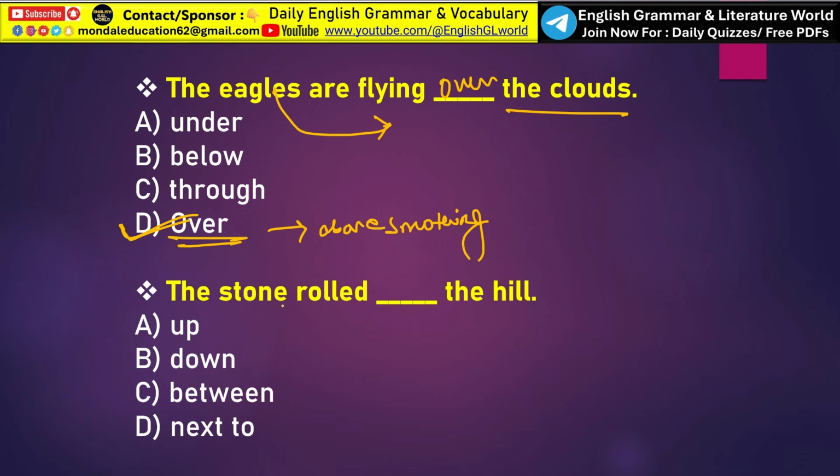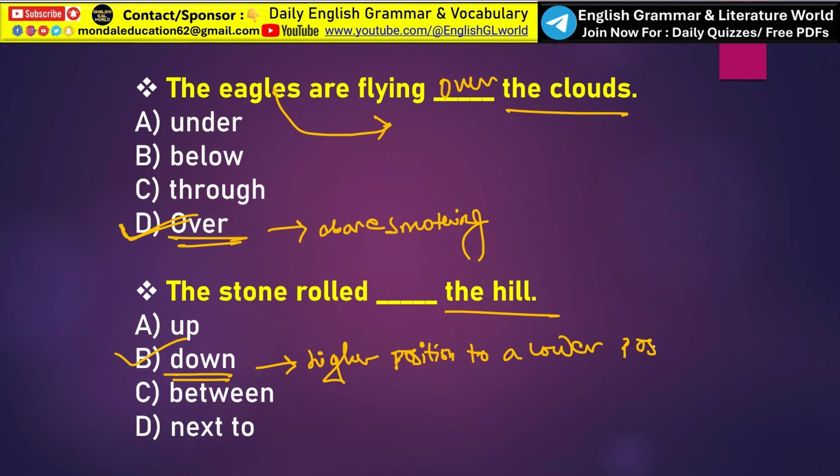Next, the stone rolled dash the hill. So in this sentence the correct answer is option B, that is down. Actually, down indicates movement from a higher position to a lower position. A stone naturally rolls from the top of a hill towards the bottom due to gravity. That's why the stone rolled down the hill. So the preposition down is the correct answer.